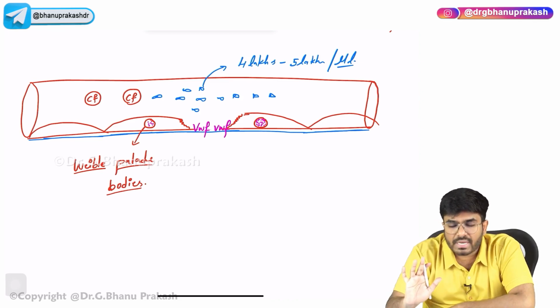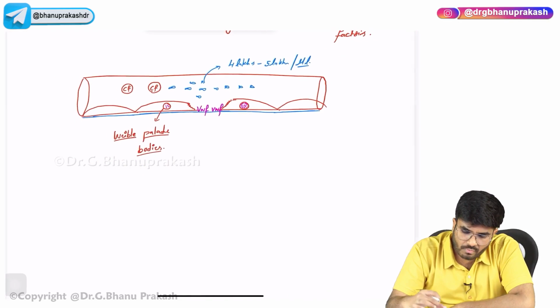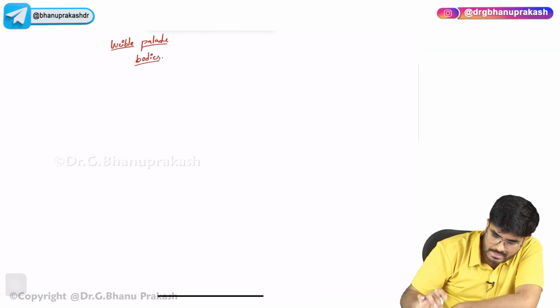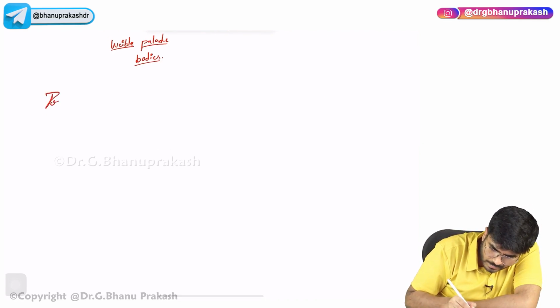Now I am starting with the primary hemostasis. So the vessel is damaged, the endothelium is damaged. Now what happens? Let's start with the primary hemostasis.